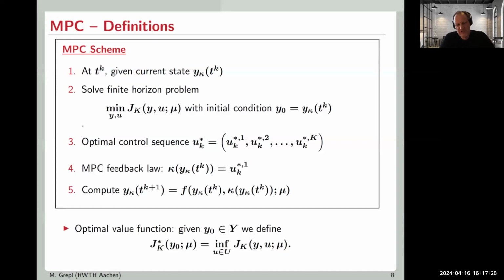For this, we can now also define the optimal value function of the finite horizon optimal control problem, which we denote by J_K star. Okay. So enough definitions and notation. I said the question is, when does MPC stabilize the system?